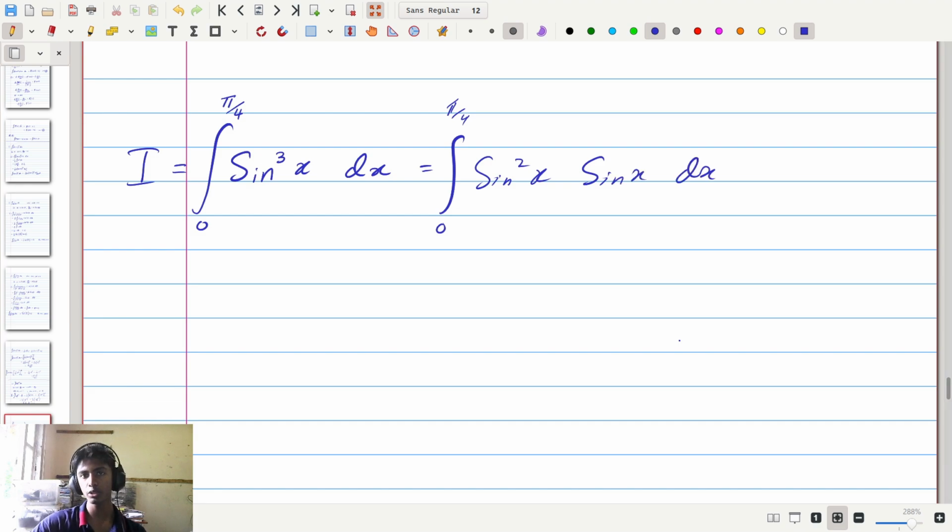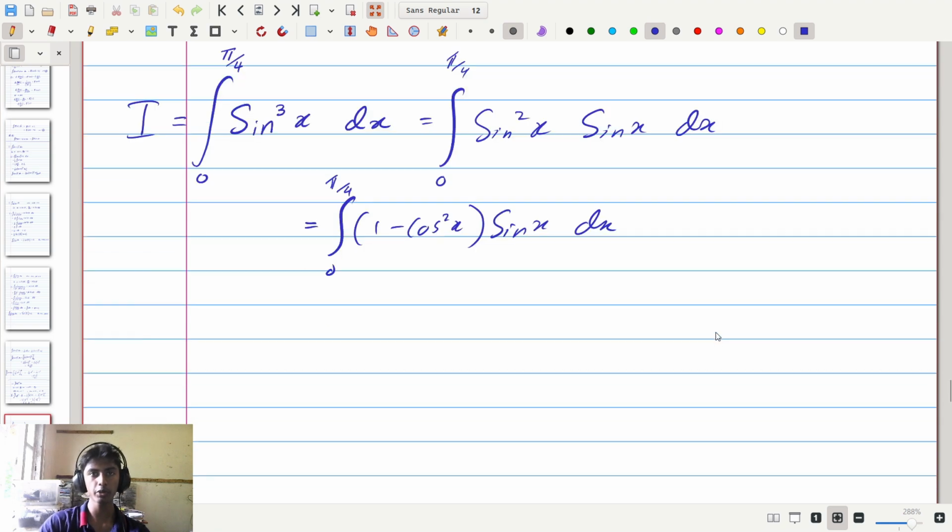The next thing I'm going to do is use the identity that the sine squared of x plus the cosine squared of x is equal to 1 for any value of x. Therefore, sine squared of x would be equal to 1 minus the cosine squared of x. Writing so, we get that this is equal to the integral from 0 to pi by 4 of 1 minus the cosine squared of x times the sine of x with respect to x.